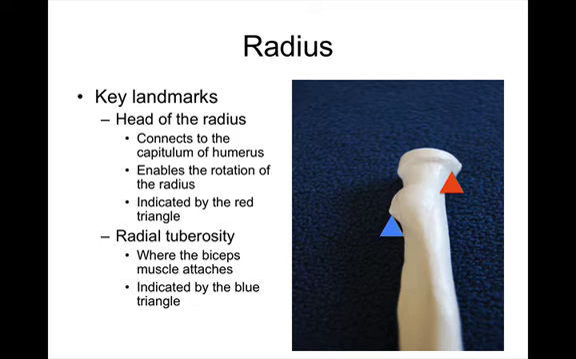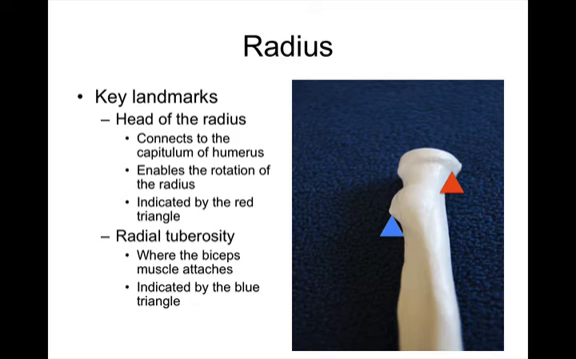So the two key landmarks I'd like to highlight for you are the head of the radius and the radial tuberosity. So the head of the radius connects to the capitulum of the humerus, and it also then enables rotation of the radius. So right now, whether your elbow's fully extended or partially flexed, you can rotate your radius or rotate your hand right now so that your radius is rotating around your ulna. So the shape of the head of the radius enables it to rotate around the ulna. And of course, that's indicated by the red triangle there. It's a disc-like configured head there.